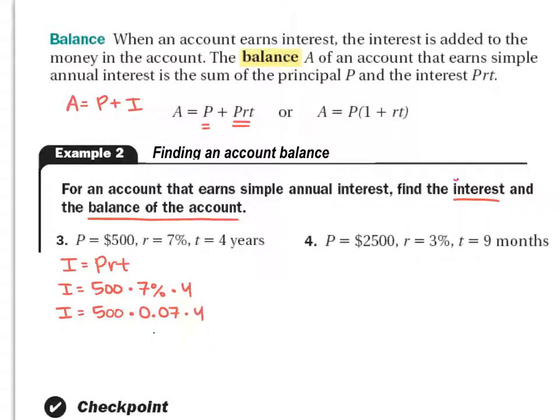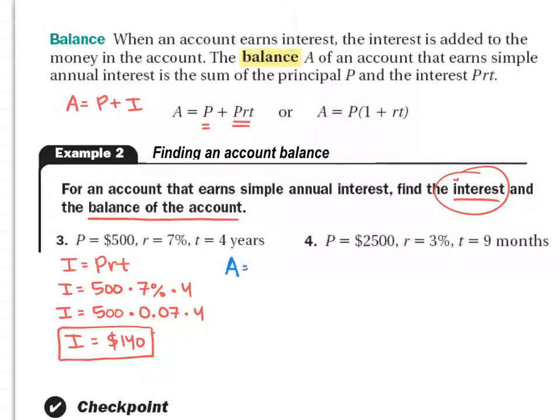And now we can type this into my calculator. 500 times 7/100 times 4 gives us an interest of $140. Again, don't forget that dollar sign. We want to box that because that's the first part of our answer. It asked us to find the interest, but we're not done yet because the second thing it asked us to find was the balance of the account.